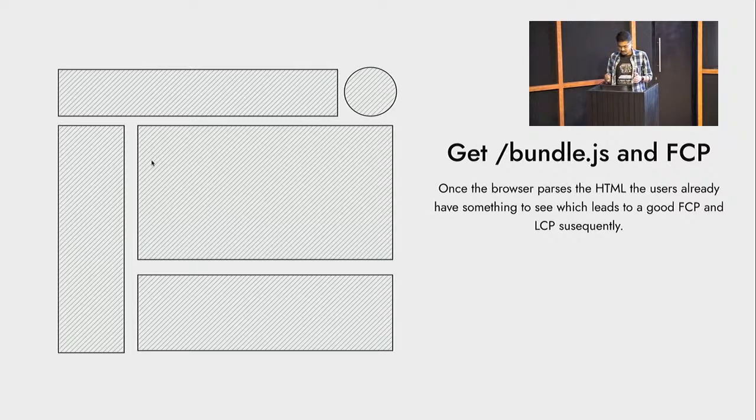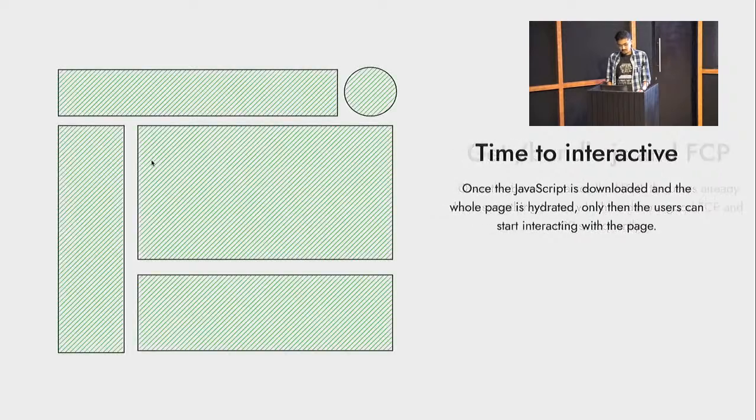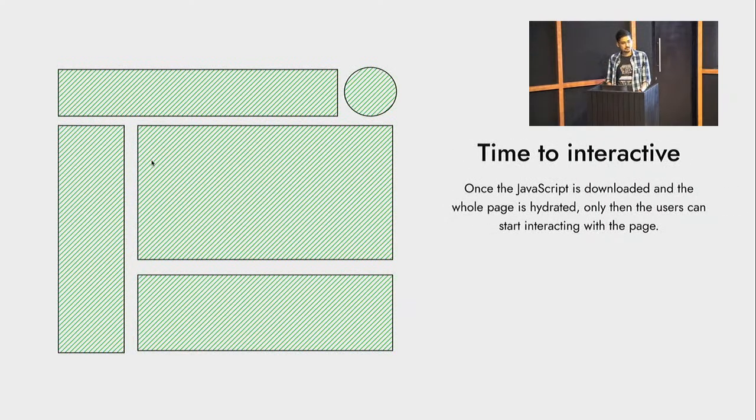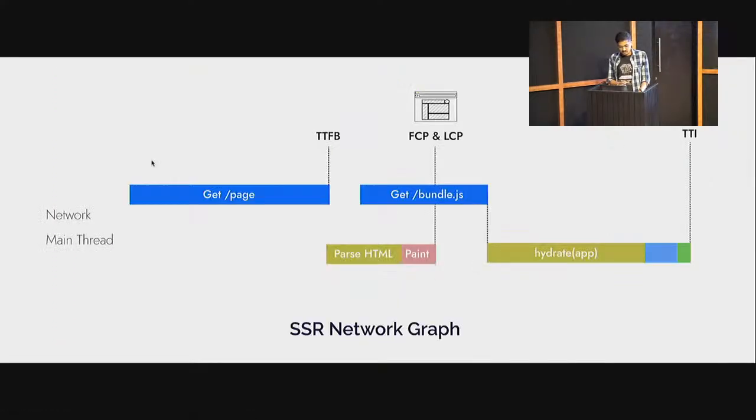So once that is done, our app becomes interactive and the users can start using it. So this is again how the network graphs look like. We have a slow time to first byte because we need to fetch the data on the server and then convert it to HTML, then the browser. But we have a pretty fast FCP and LCP. So the users at least have something to see while the JavaScript is downloading. And then on the browser we hydrate the app, which is when the app becomes interactive.